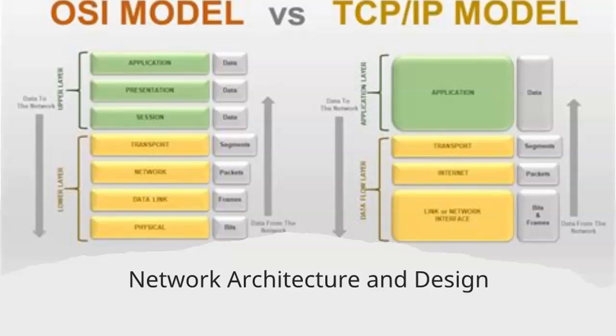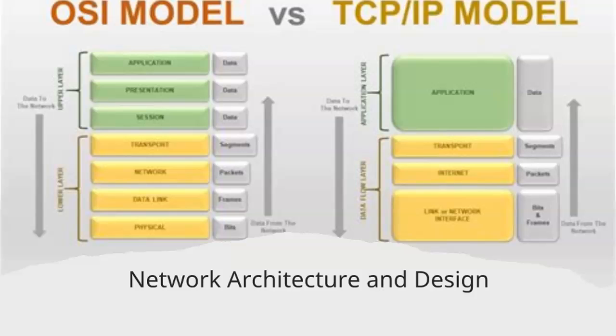Layer 1, Physical, deals with the physical connection between devices, including cables and switches. Layer 2, Data Link, manages node-to-node data transfer and error detection. Layer 3, Network. This layer handles the routing of data packets between devices on different networks, for example, IP addresses.